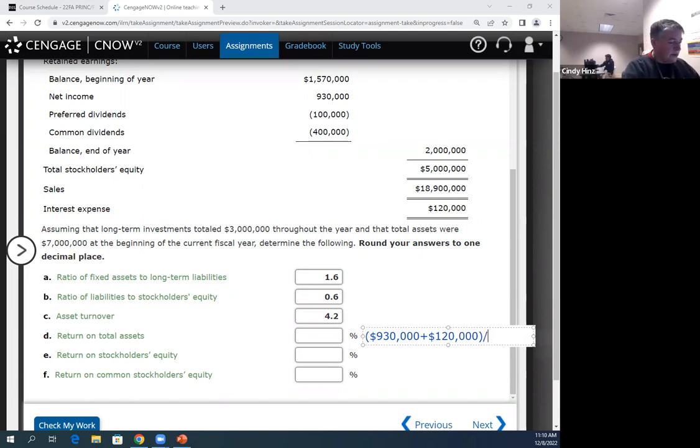And then we need to divide by our average total assets. So we already talked about the assets at the beginning of the year. We're told we're 7 million. We know they're 8 million at the end of the year. And so the average, because I have limited space here on the screen, the average of 7 million and 8 million, of course, would be 7.5 million.